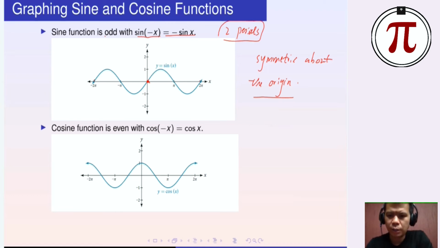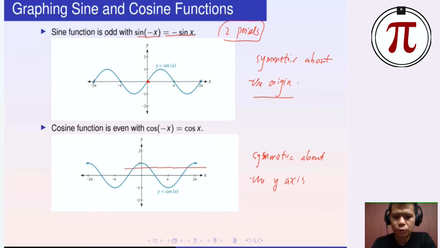And similarly, cosine is symmetric about the y-axis, as you can see. Now this point, this point, and this point are symmetric about the y-axis. It's like a mirror, about the y-axis. Good.